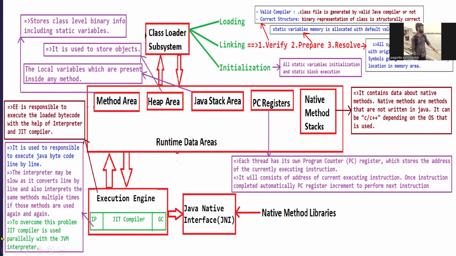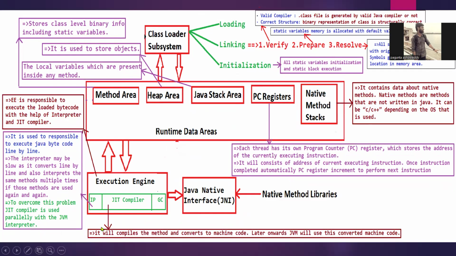To overcome this problem, the JIT compiler is used parallelly with the JVM interpreter. Okay. Then what is the use of the JIT compiler? It will compile the method and convert it to machine code, and later onward, the JVM will use this converted machine code.